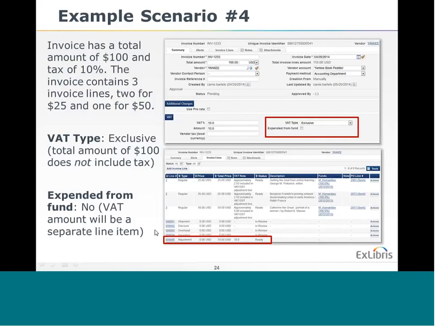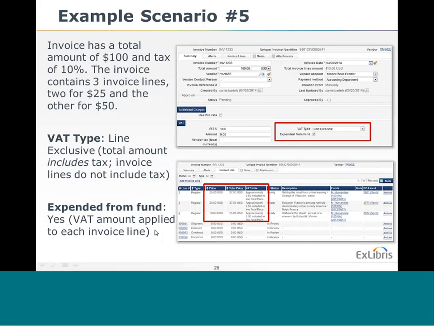I'm going to look at two more examples here, this time with line exclusive. So we're going to have the example here where we have line exclusive selected for the VAT type, and we're going to check the expended from fund checkbox. So line exclusive meaning that the total amount includes tax. The invoice lines do not include tax. And then expended from fund meaning that the VAT amount is applied to each invoice line.